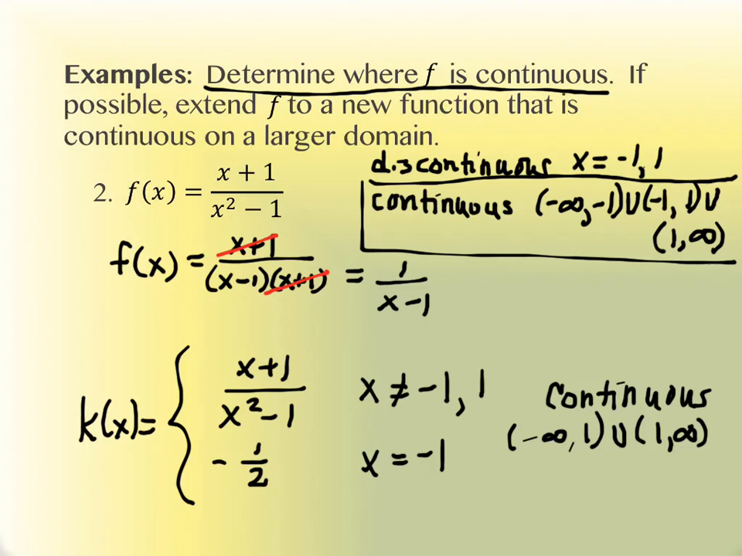So you may or may not actually be able to extend this to the whole number line, to negative infinity to infinity. But on this particular one, we were at least able to do it on a larger domain, which is actually what the directions are specifying. It is a larger domain than we had before.